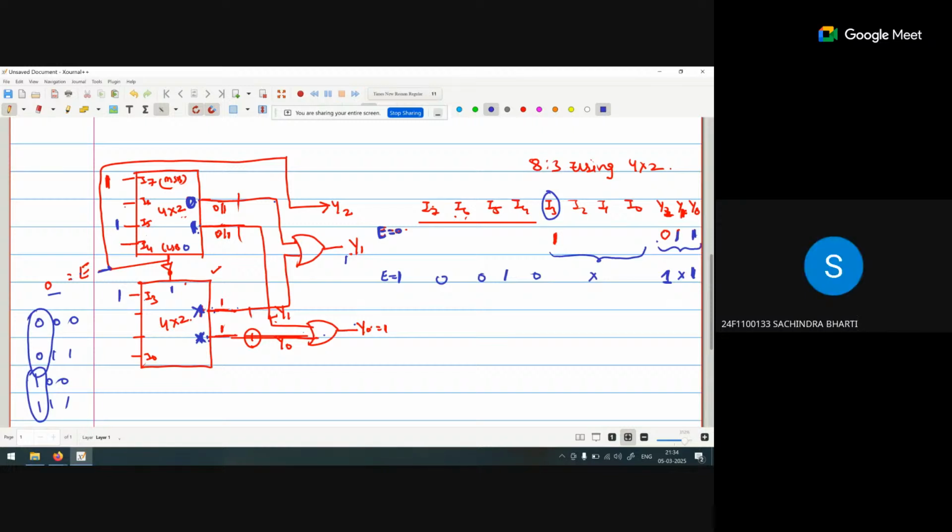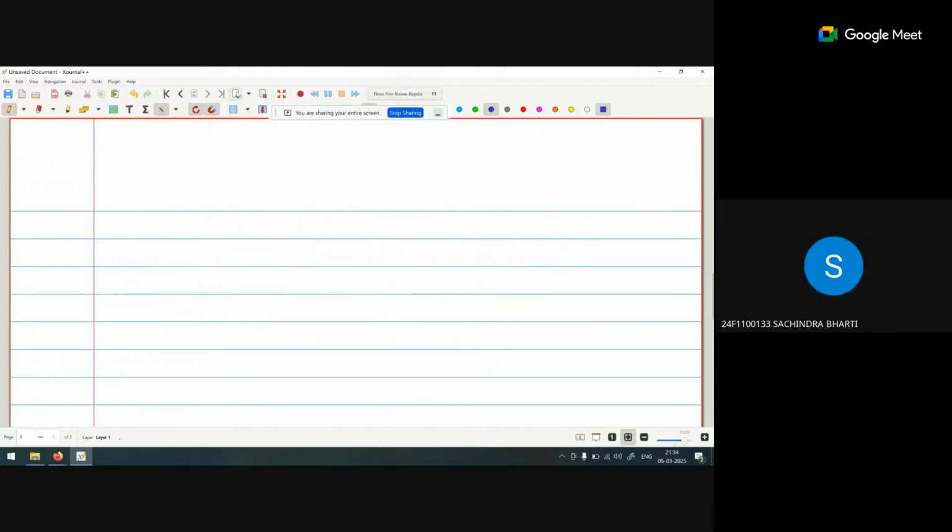Sir, this question is over, sir. Can you take one example, sir? Sir, can you take a new page and consider a 2:4 decoder? Input side, C and B. C is connected to I1 and B is connected to I0.